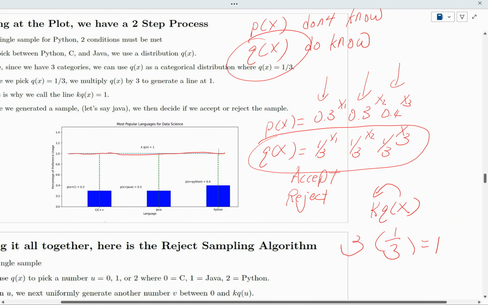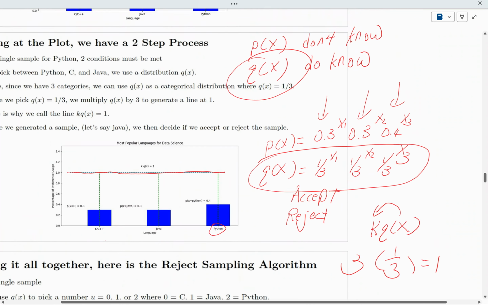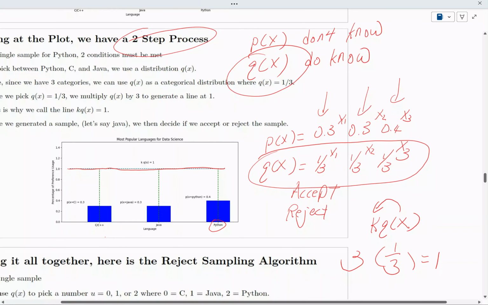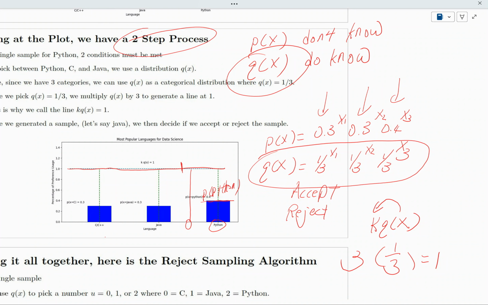Well, let's say now that you have this line, and we generate a sample, Python. Okay, so we generate a sample Python, and that was step one of the two-step process. The next step is you need to decide whether you want to accept it or reject it. So let's say over here is between 0 and 1. Over here, probability of Python. Okay, it's right here. This is the probability of Python.